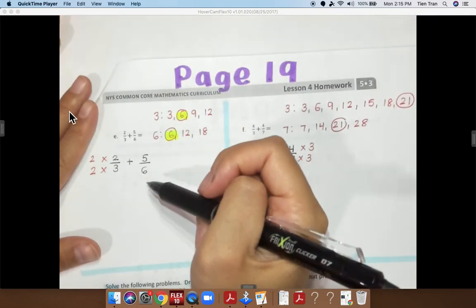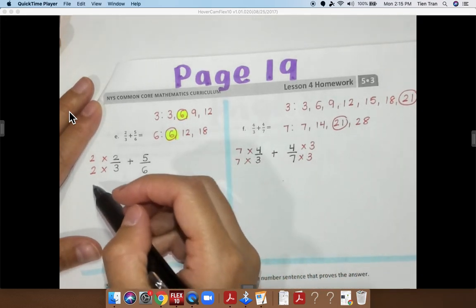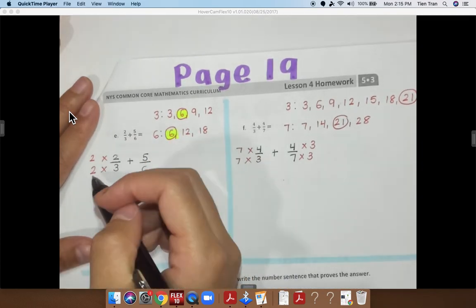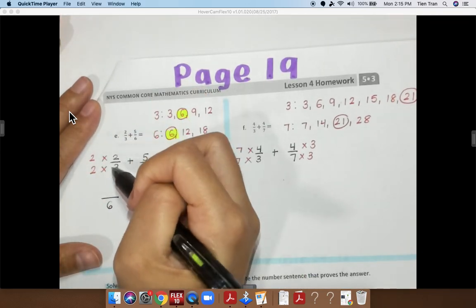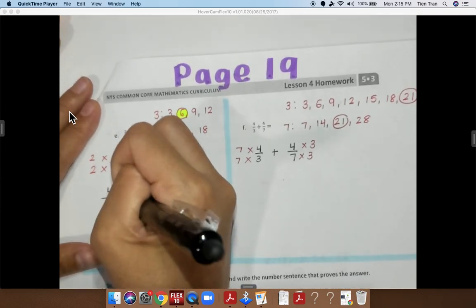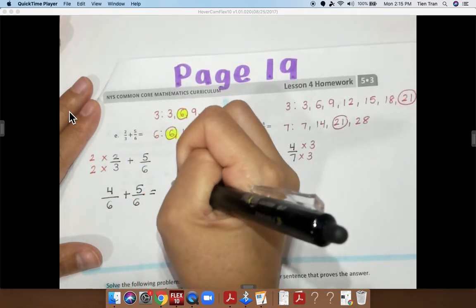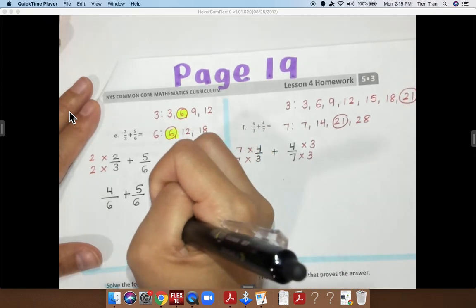Okay, so what I'm going to do now is I am going to multiply. So I want to make sure that my least common denominator is going to be on the bottom. So 2 times 3 is equal to 6. And 2 times 2 is equal to 4. I'm going to add 4/6 plus 5/6. 4 plus 5 is equal to 9, and my common denominator for the bottom is equal to 6.